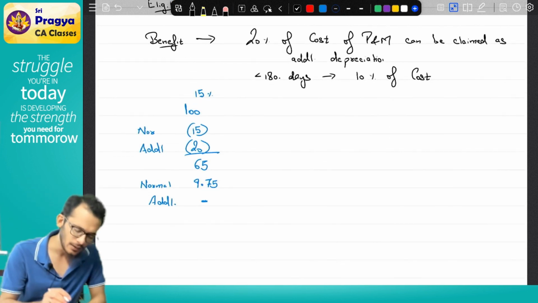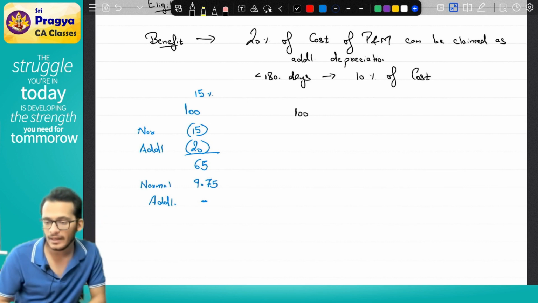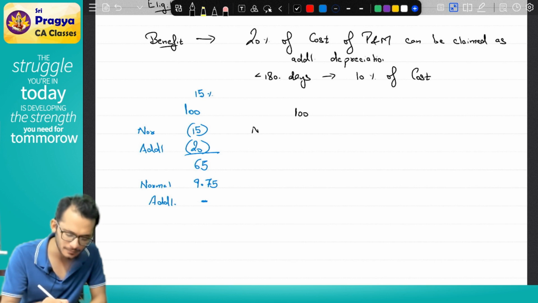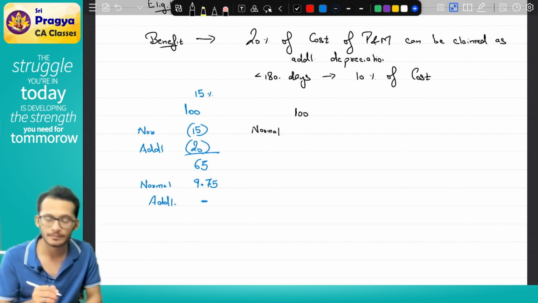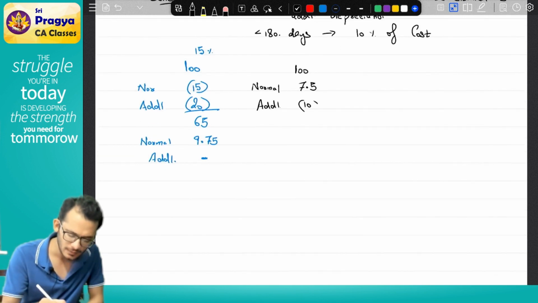Now, same example. I bought the asset for 100. In year 1, assuming I put it to use for less than 180 days, normal depreciation I will get is 7.5. Yes or no? Yes. Additional I will get 10. Yes, total becomes 17.5. The number reduces. What is the number?